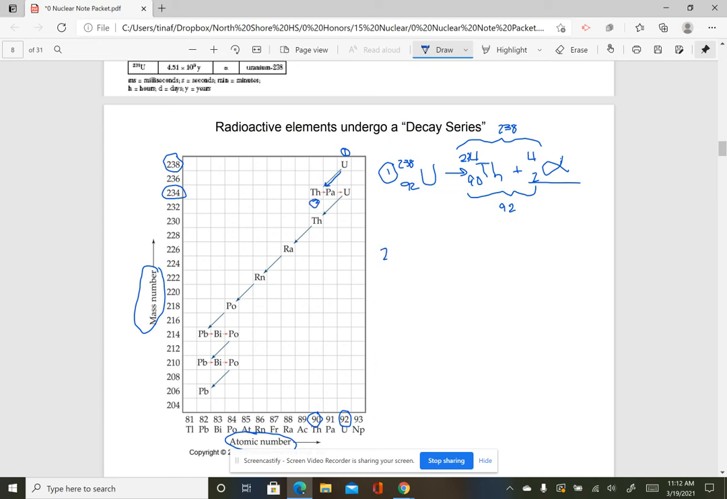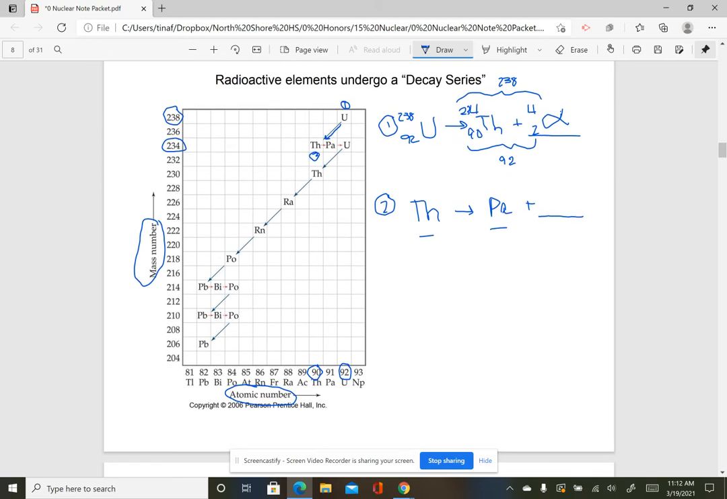So in the next one, I have thallium turning into Pa. And it does that by getting rid of some particle. So I want you guys to try that. Find the atomic number and the masses of each of these things and figure out what particle we've gotten rid of. Okay, so hopefully that was okay for you guys.